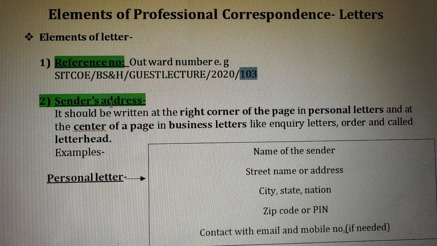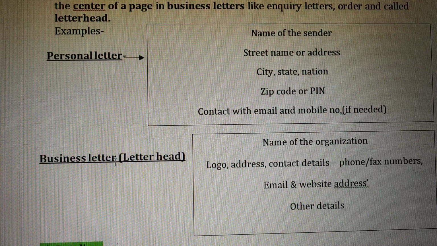Second, sender's address. The sender's address, in a professional letter or business letter, is called the letterhead or letter heading. It is also there in personal letters. See, it's very simple: your name, your address, pin code, state name or country name, and then your contact details like phone number or email address. It is written personally if you are going to write a business letter or professional letter.